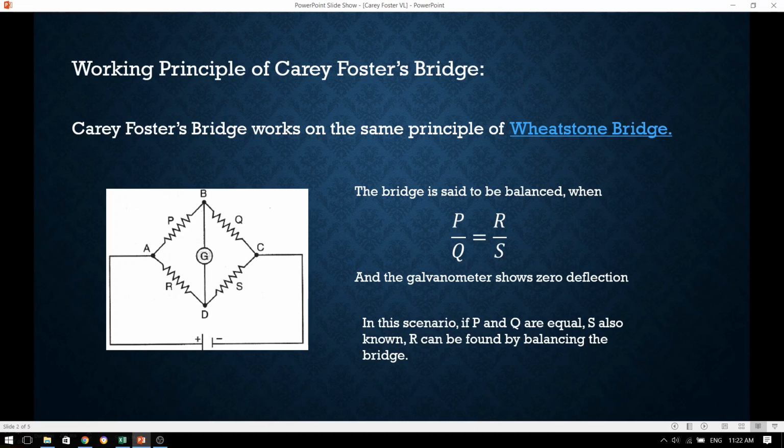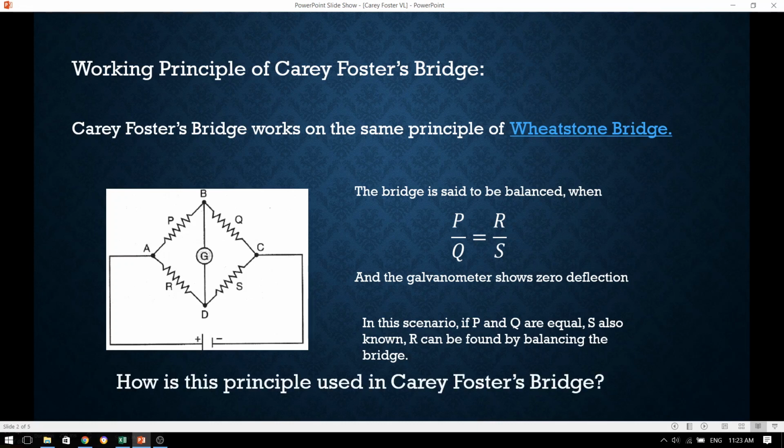However, there is a very big disadvantage of this principle. As you can see, P, Q, R and S are all single valued resistances. So I can only calculate the unknown value when I have a unique value of R to be determined. Otherwise, this bridge can never be balanced. This disadvantage is overcome with the help of the Carey Foster bridge. We use the same principle of the Wheatstone bridge, but we take it to a higher version.